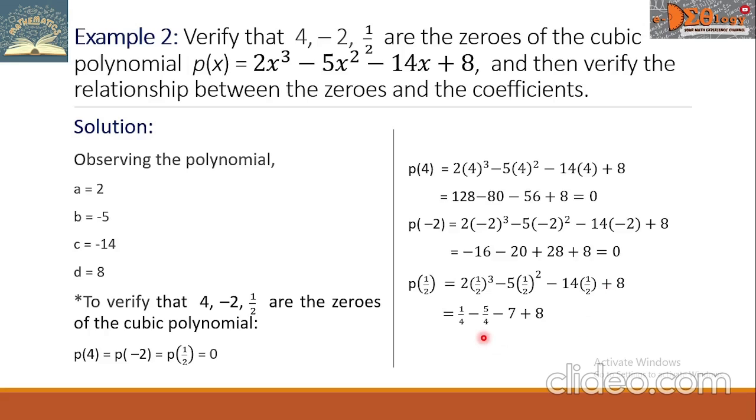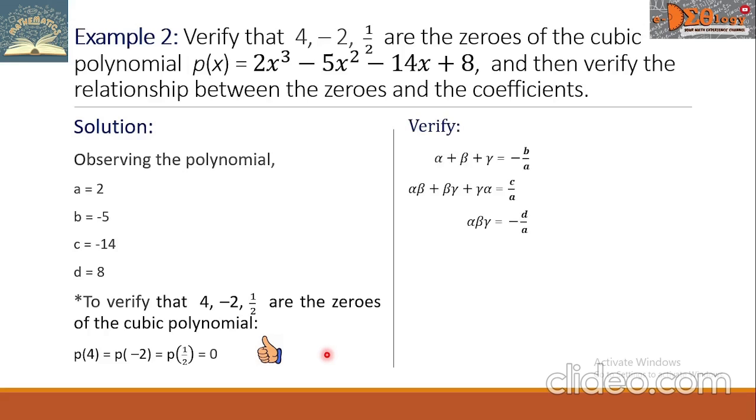When we combine the fraction 1/4 minus 5 over 4, we will get negative 4 over 4. That is equivalent to negative 1. Then negative 7 is here, then plus 8, all becomes 0. So P of 1 half is 0. Thus, we are able to verify that the 4, negative 2, and 1 half are the zeros of the polynomial.